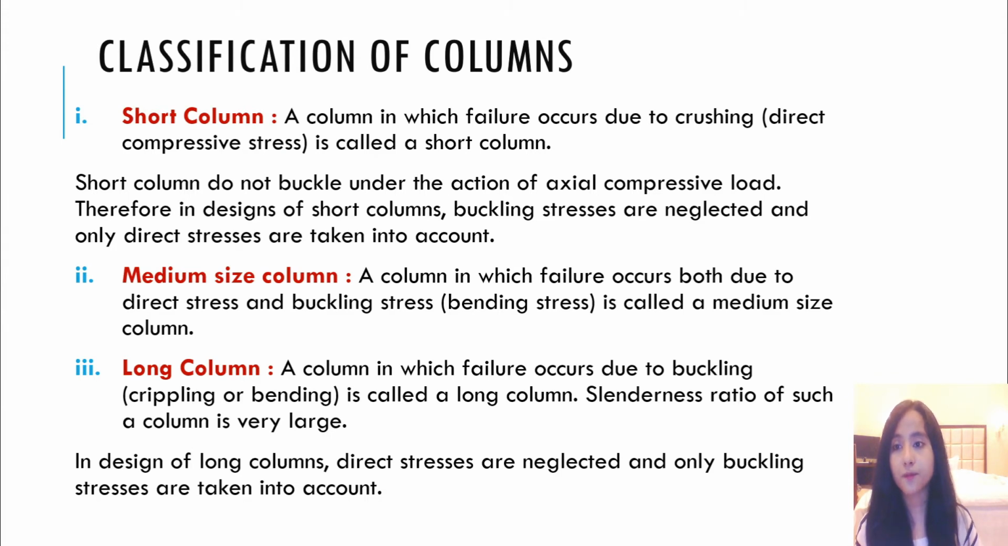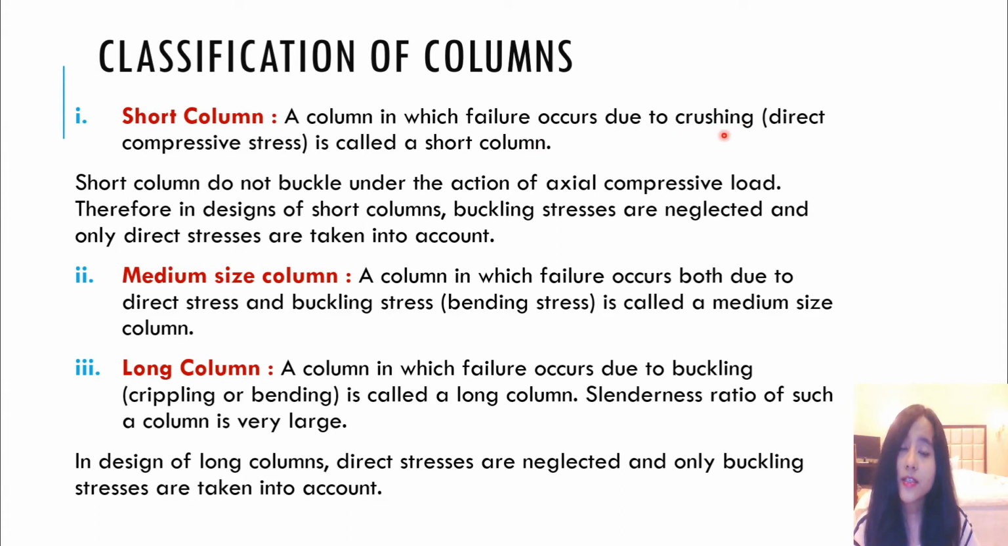Classifications of column. The columns are basically divided into 3 types. The first one is short column, the second one is medium size column, and the third one is long column. Now let us see what we understand by short column. Short columns are those columns where the failure occurs due to crushing.